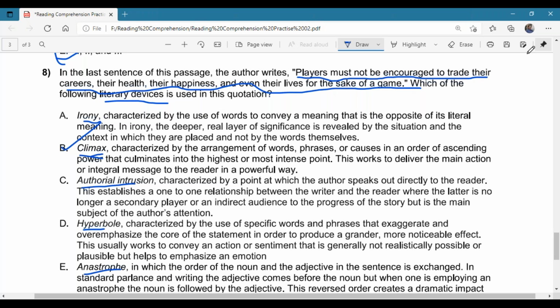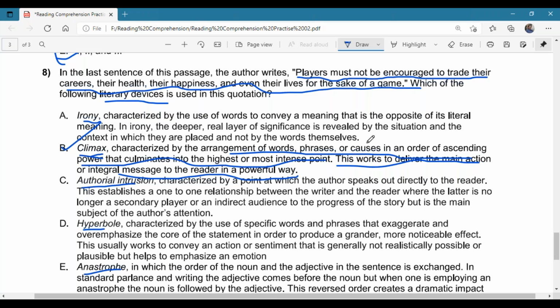About A, C, D, and E, there is no particular explanation of these things. There are no such kind of sentences to identify whether it is A, C, D, or E. So we believe that climax is the right answer. I hope you understood. Climax is characterized by the arrangement of words, phrases, or clauses in the order of ascending power that accumulates into the highest or the most intense point. This works to deliver the main action or integral message to the reader in a powerful way. Of course, he did the same thing if you look at that sentence. So that is what you need to understand. I hope you all understood.